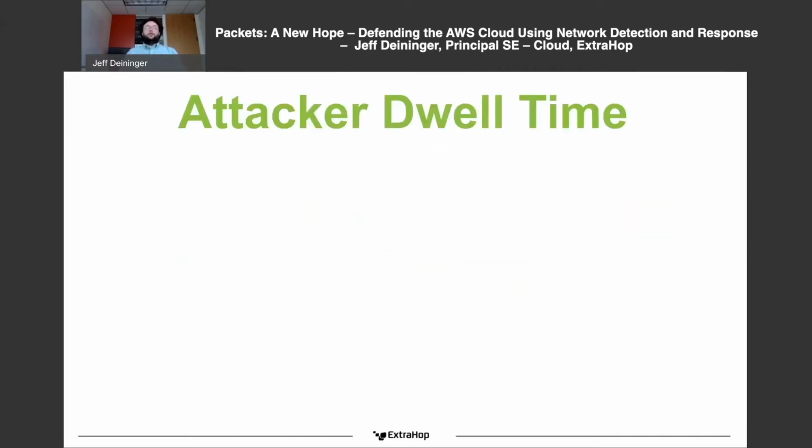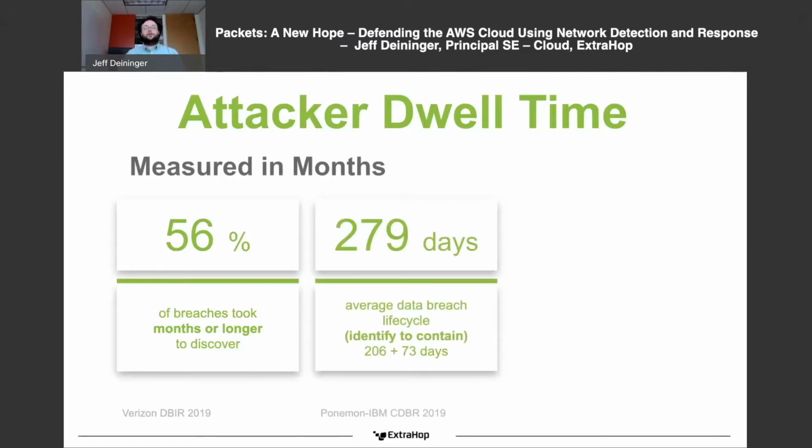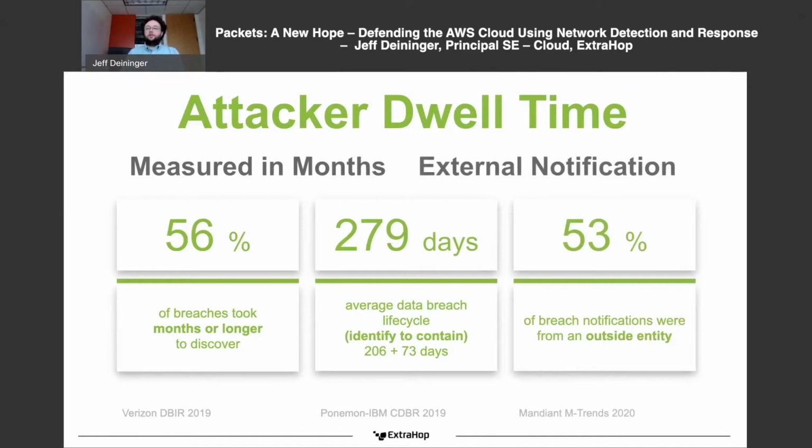And I want to start with the phenomenon of attacker dwell time, because for information security professionals, this is really the elephant in the room for our profession. It's shocking, for instance, that in the year 2020, dwell time is still measured in months, that the average data breach lifecycle from identification of compromise to containment of that compromise is 279 days. So this is really an indictment of all of us in a lot of ways. And it's equally shocking that when these breaches occur, 53% of the time, we're not figuring this out ourselves, but someone else is telling us.